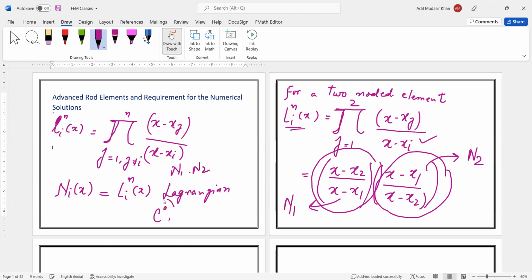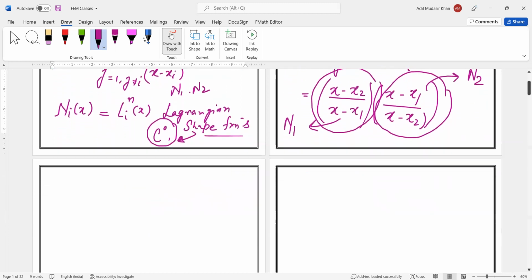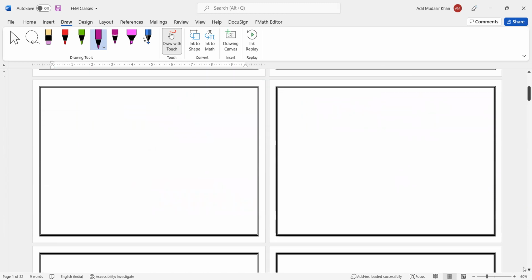Okay, we'll be talking about the C naught continuity, what it means in terms of the derivatives, in terms of integrability. But what's very important is that they see these N1 and N2 shape functions are also known as the Lagrangian shape functions. They are also known as C naught continuous shape functions. We'll be talking about the C naught continuity. This is very important. We need to know about it. It is quite important to represent these shape functions in terms of these Lagrangian shape functions.